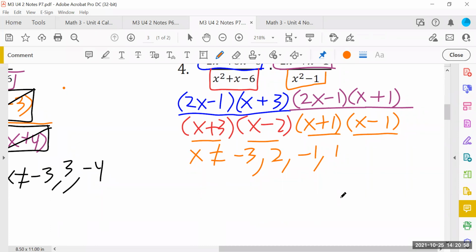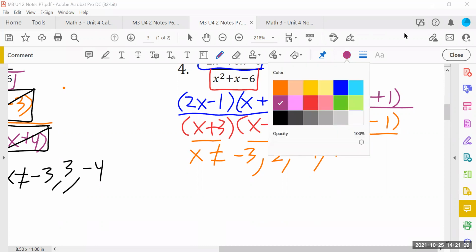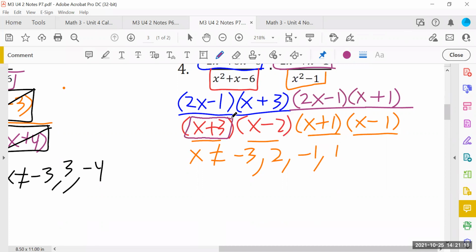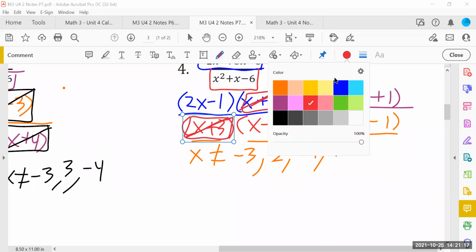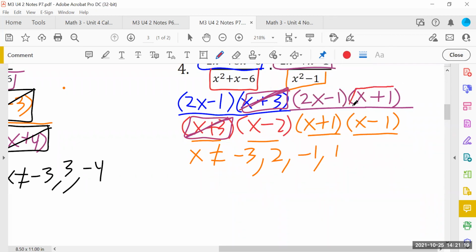Now that I've done that, it's all factored. I've got my excluded values. I can say what reduces. Anybody see stuff on the top and the bottom that reduces? Okay, so x plus 3s. X plus 1. And x plus 1. So x plus 3 and x plus 3 right there. Use a different color here. X plus 1, x plus 1. Anything else? No.